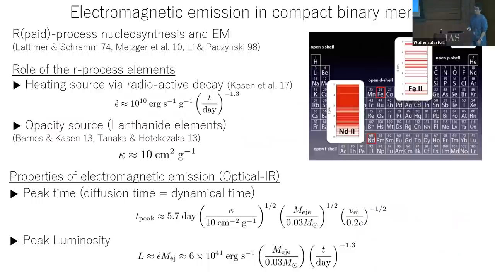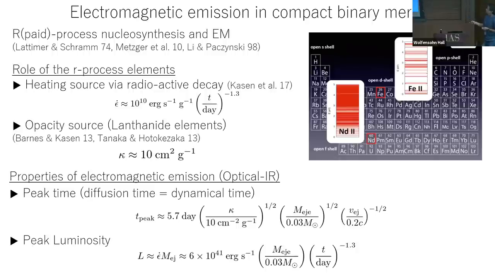Before going into detail, let me briefly review the electromagnetic emission in compact binary mergers. Suppose that neutron-rich matter is ejected from the system somehow. The seed nuclei capture the neutrons, and because the timescale of this capture process is shorter than the beta decay timescale, heavy elements are synthesized. This is the so-called rapid neutron capture process, the r-process, and the synthesized elements play an important role for the electromagnetic emission.